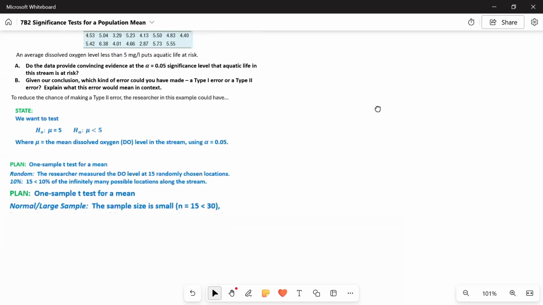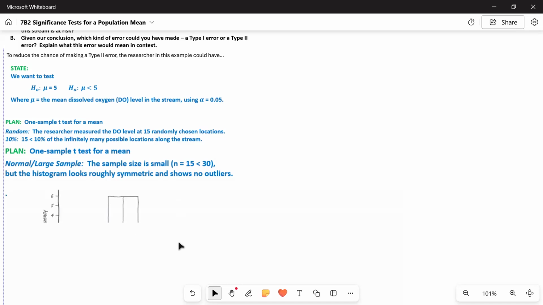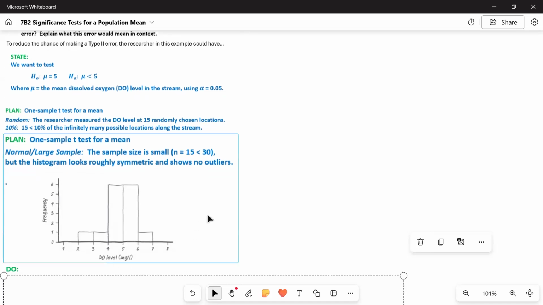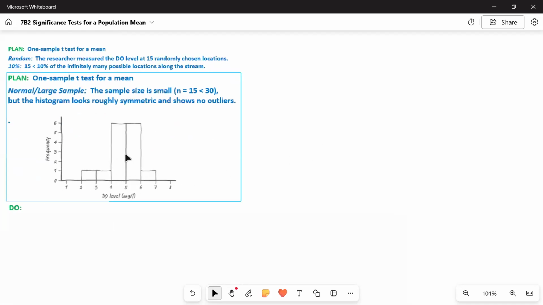The normal large sample condition is satisfied because the sample size, well, it's not satisfied actually. I misspoke there. The sample size is small because it's 15, which is less than 30. So we have to draw a histogram here. And if we have a histogram of the situation, we can see that it's roughly symmetric and shows no outliers or strong skewness. Also want to mention that we also put the random and 10% condition in here.